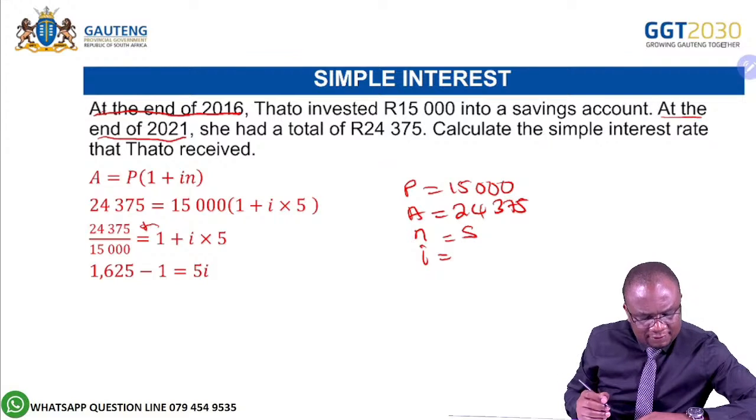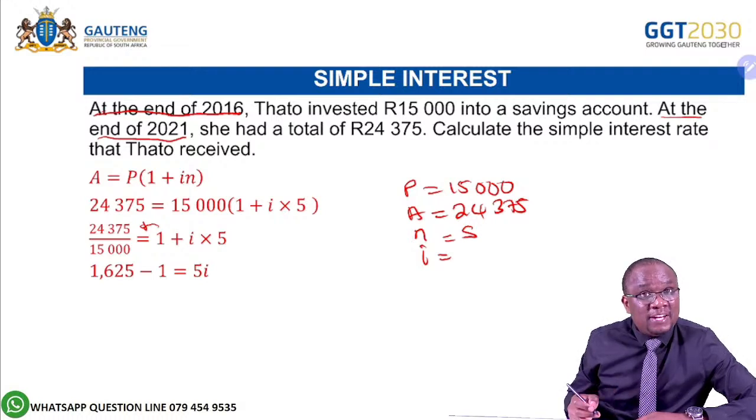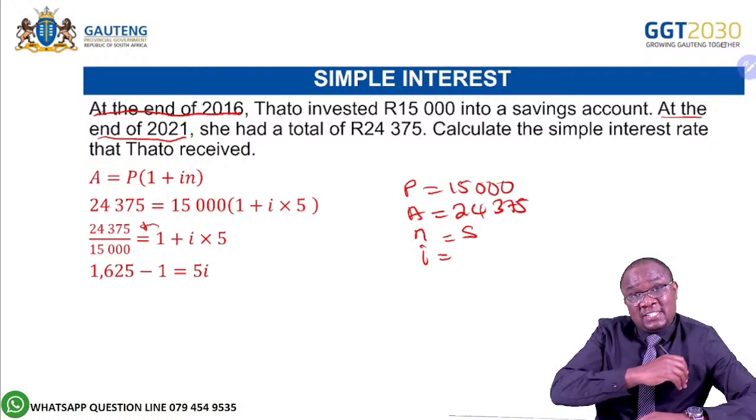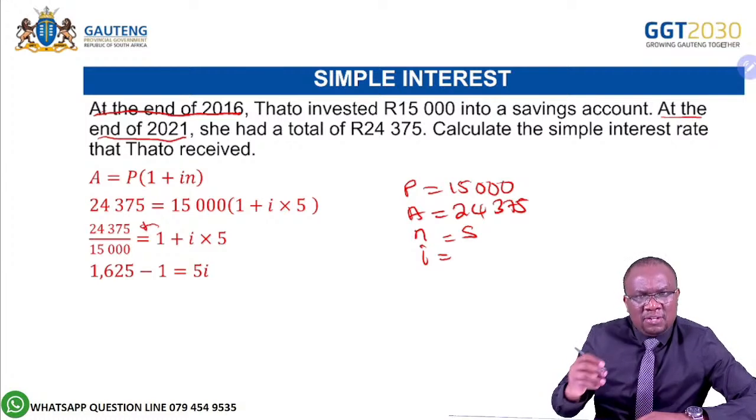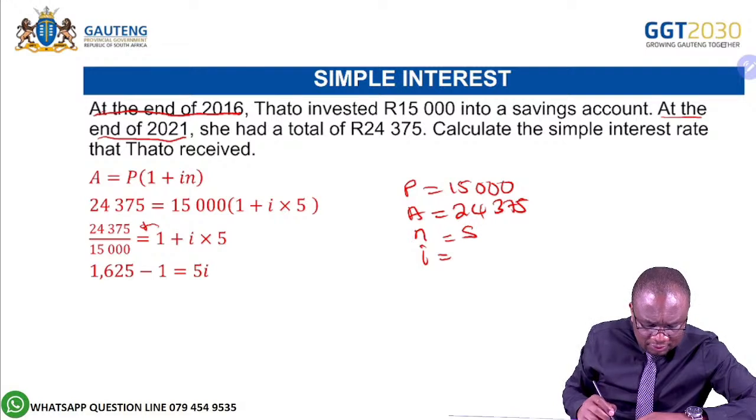Right, a fraction which ends, a terminating decimal, is fine. You can use it. So 1,625 is fine. But if you have a non-terminating decimal which does not end, use it as a fraction. And then 1,625 minus 1 is equal to 5i.